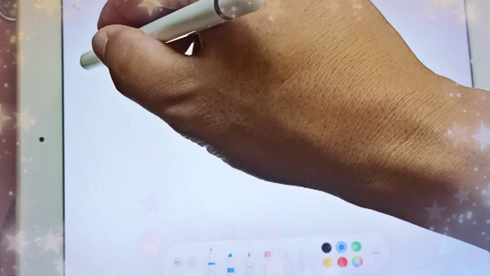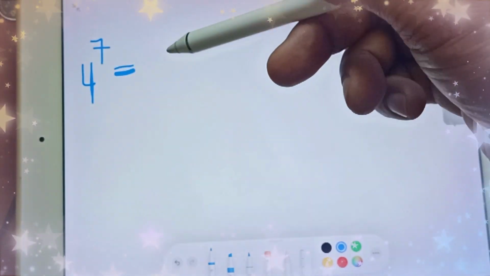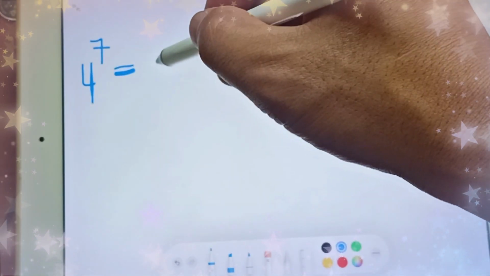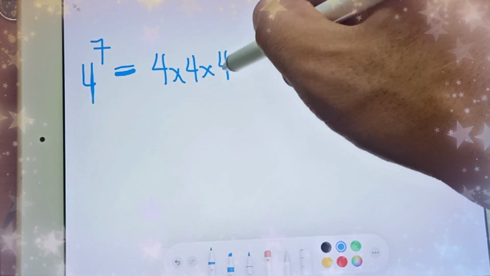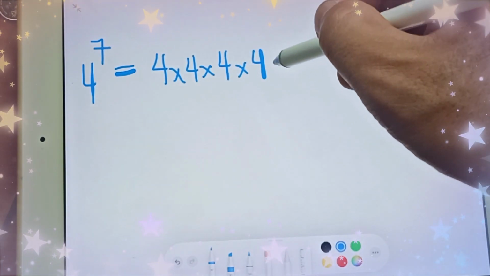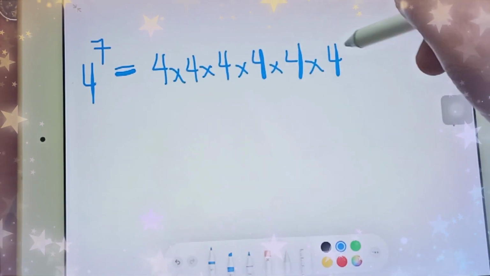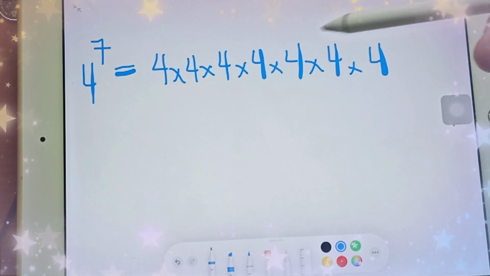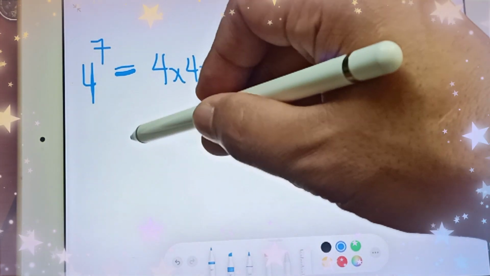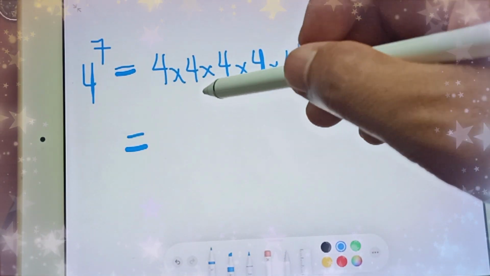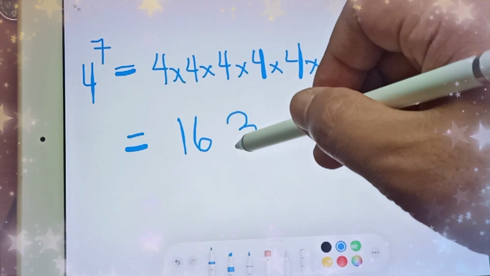So if you have 4 to the 7th power, this will be equal to 4 times 4 times 4 times 4 times 4 times 4 times 4. So 7 times: 1, 2, 3, 4, 5, 6, 7, right? And this will be equal to 16,384.